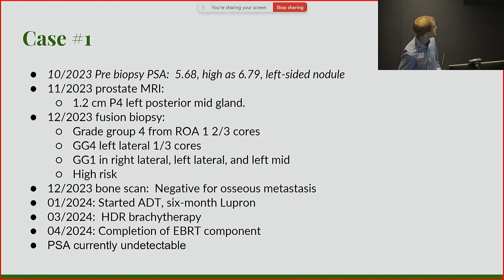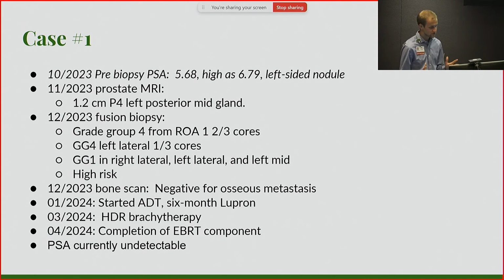So I think in this gentleman, that left lateral core was probably just sampling that nodule, same area, and he had a little bit of grade group 1, clinically insignificant cancer throughout the rest of the prostate. So based on his grade group 4 disease, he was high-risk prostate cancer, which usually necessitates some extra imaging. So he had a bone scan, which was negative for any mets.